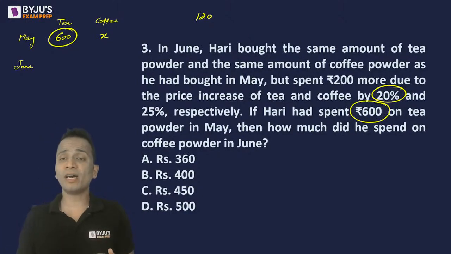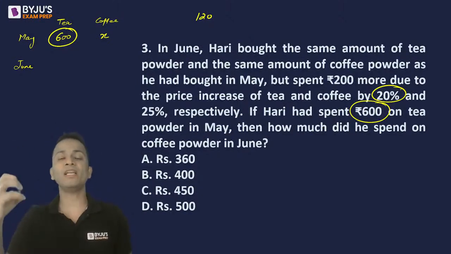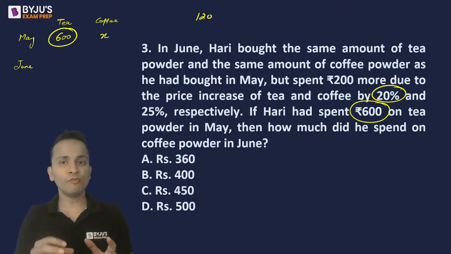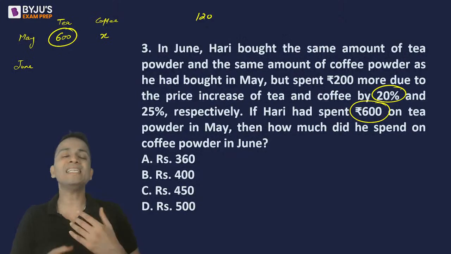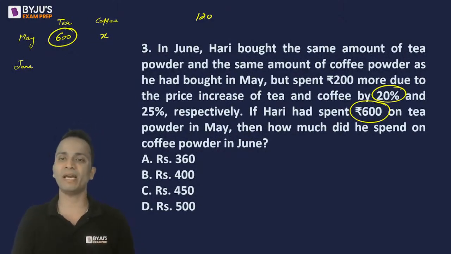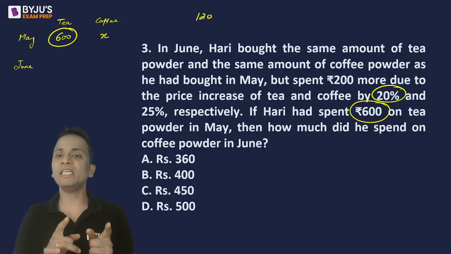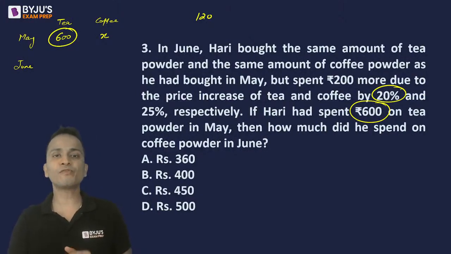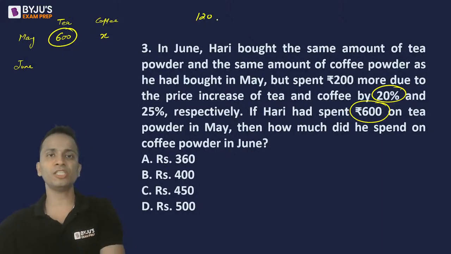I will not frame the equation for the final money that he has spent. I am making a relation in which I'll be equating the increase in the prices, or the increase in the money spent by him. So the price of tea increased by 20%. So he must have spent 20% more on tea. 20% of 600 is 120. Similarly, the price of coffee increased by 25%.